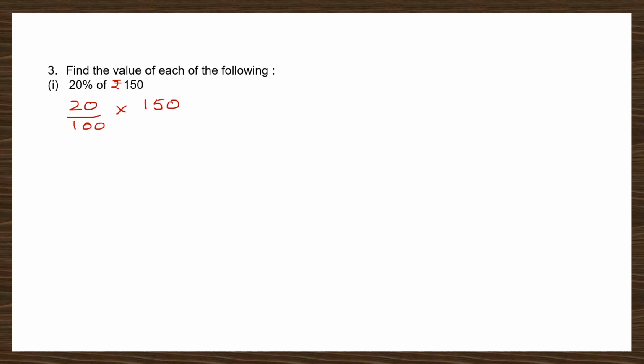So let's cancel what we can here. I'll cancel 1 0 from 20 and 1 0 from 100. Then from 150 I have a 0 and 100 I have a 0. So now I have 2 by 1 here into 15. So let's multiply, no more cancellations. 2 into 15 is 30 by 1, which is 30. So 20% of 150 rupees is 30 rupees. So when I put the unit here, it becomes 30 rupees.